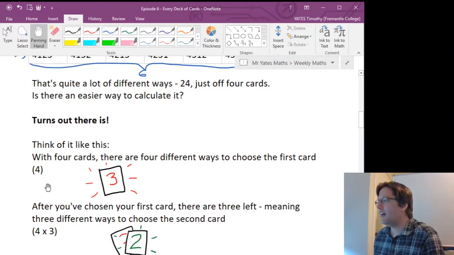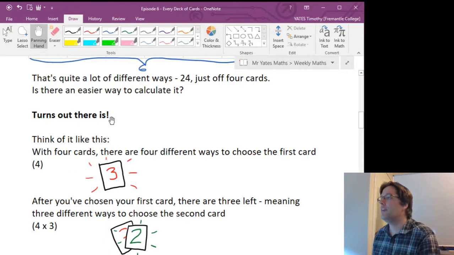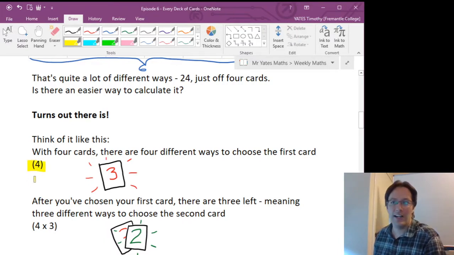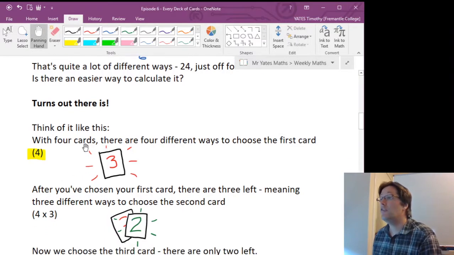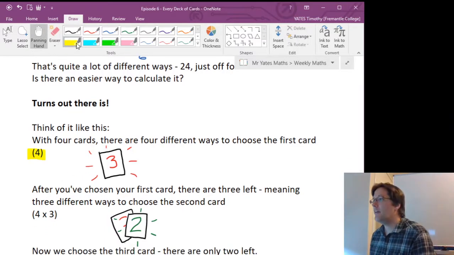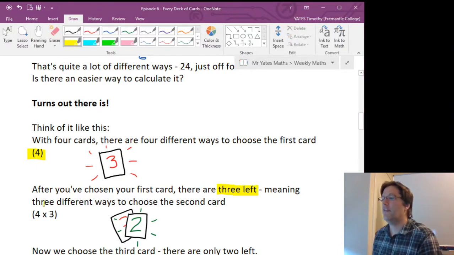So with 4 cards, there are 4 different ways to choose the first card. So we could choose the number 1, 2, 3, or 4. So there's 4 different ways we can choose that first card. Here I've chosen the number 3. After you've chosen your first card, there are only 3 cards left. And that means there are 3 different ways to choose the second card, which means that for 2 cards, we do 4 options for the first and then 3 for the second. So we could do 4 times 3.